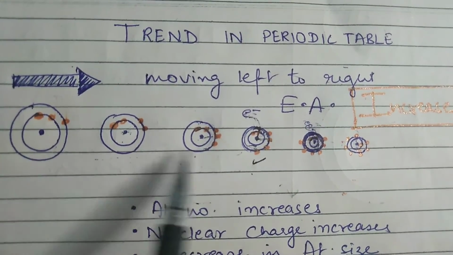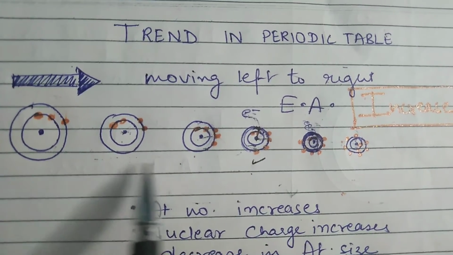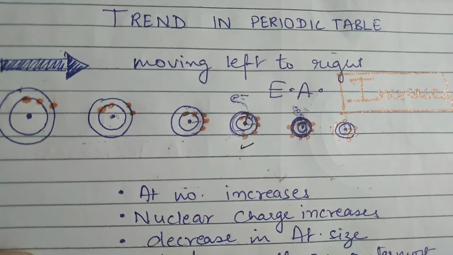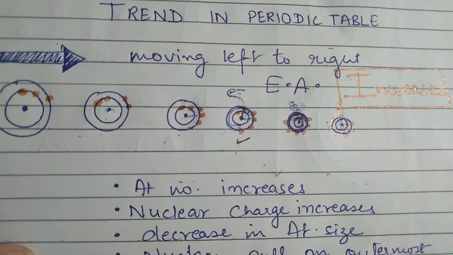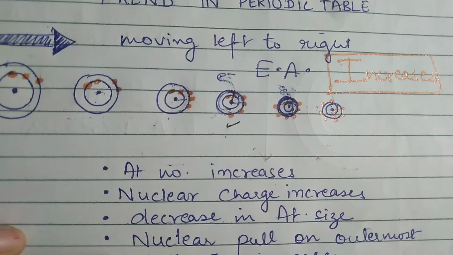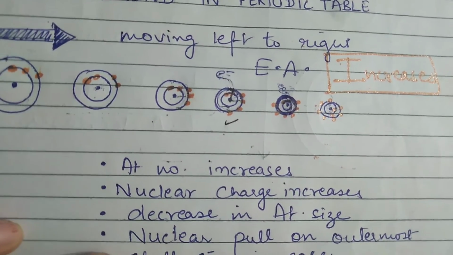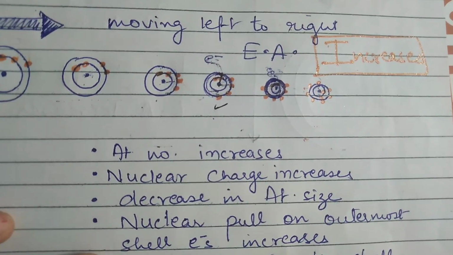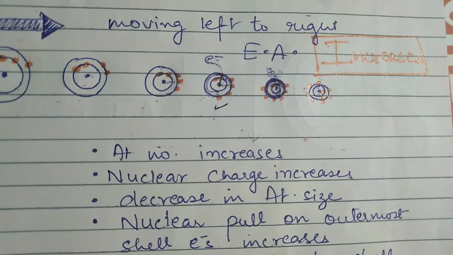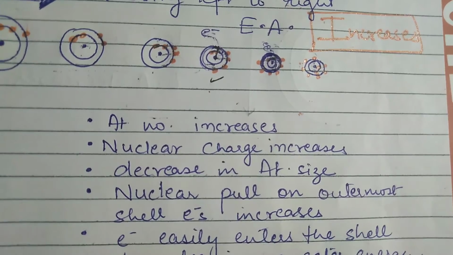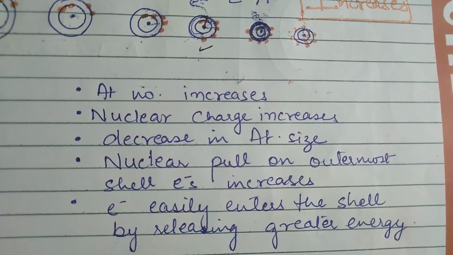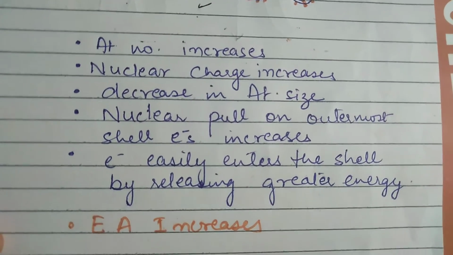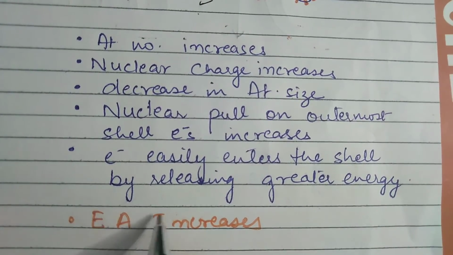So let us see it in a nutshell. Atomic number is increasing because the number of protons is increasing, which increases the nuclear charge. The increase in nuclear charge decreases the atomic size due to the nuclear pull on the outermost shell, and because the outermost shell has more nuclear pull, an electron can easily enter and release greater energy, and this subsequently increases electron affinity.